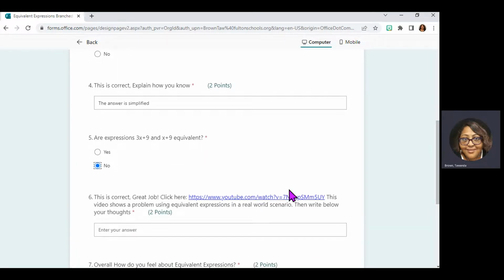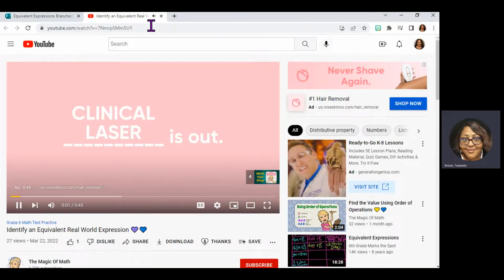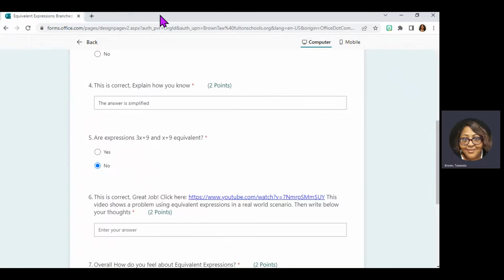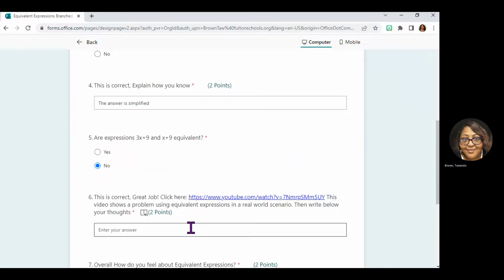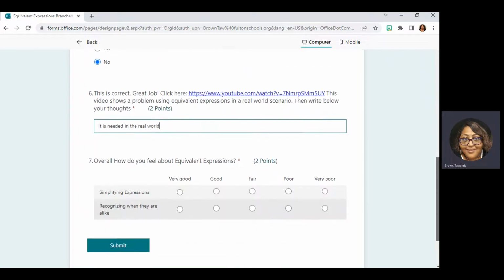And so I try to challenge them to think a little further. So they go to this link. Hey, this video shows a problem using equivalent expressions in a real world scenario. Then right below, your thoughts. So when they click on this link, it actually opens into another window. And then they can watch the video and then just come back and type their response. I would just type something for some responses to keep going. They have to respond or it won't let them continue on.